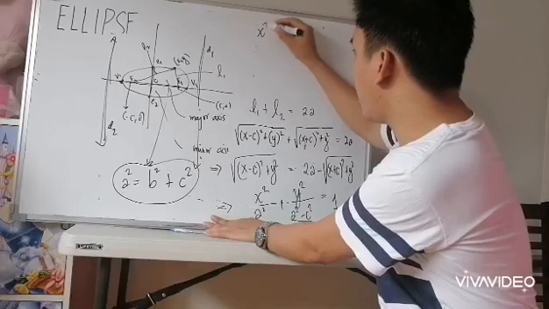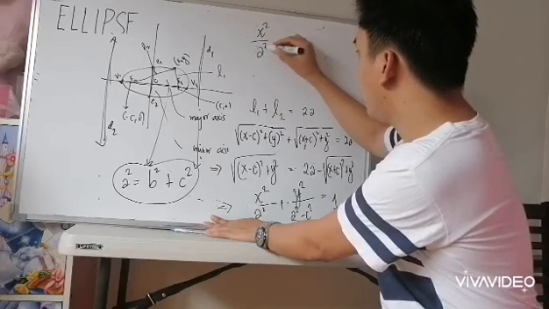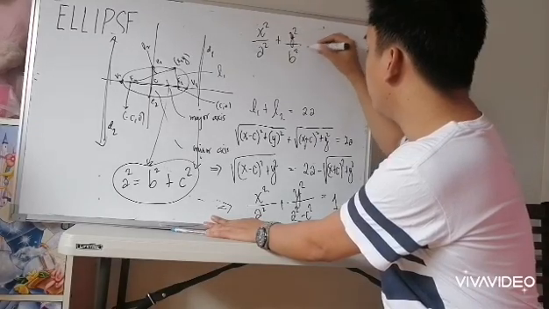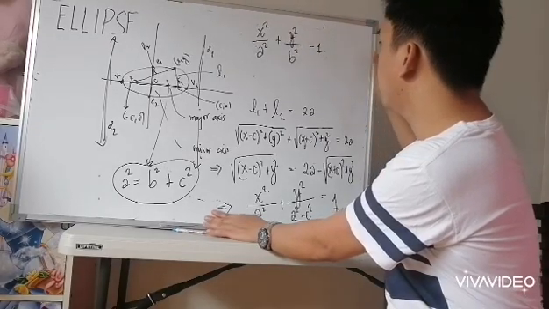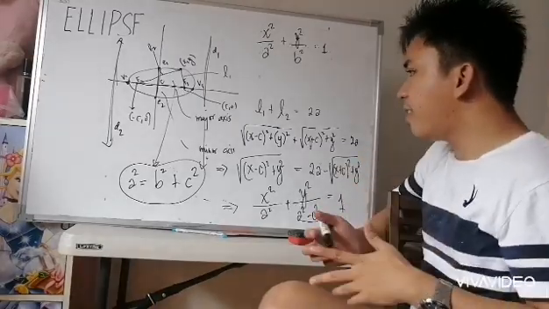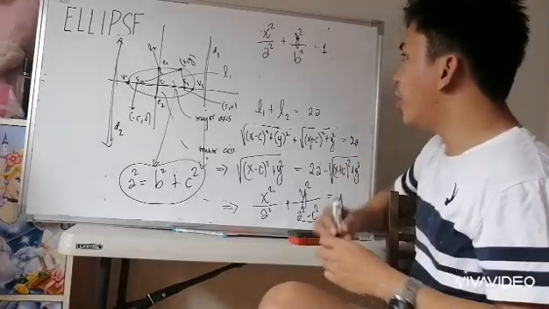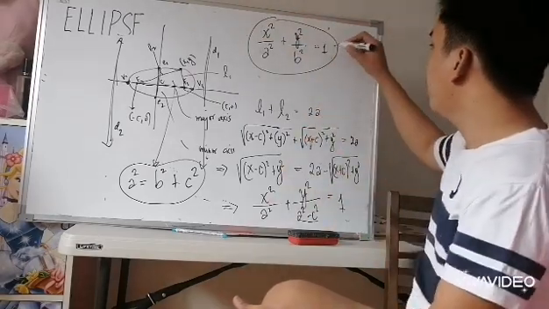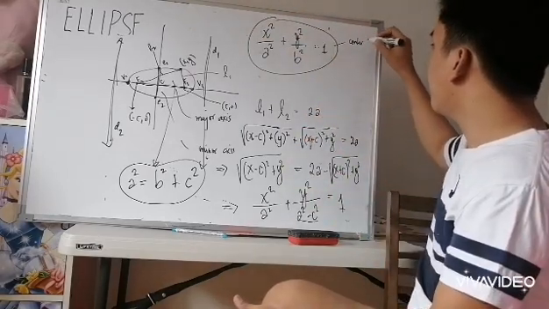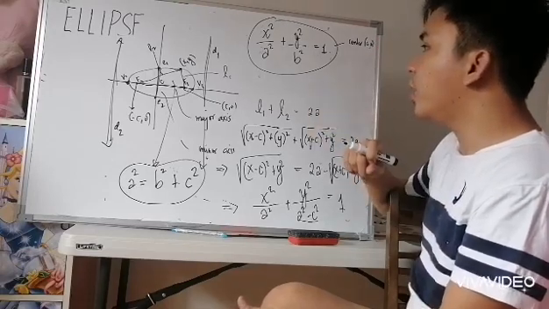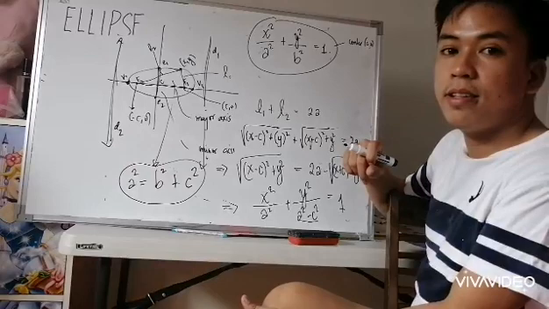x squared over a squared plus y squared over b squared equals 1. That is now the equation of the ellipse with its center at (0, 0), the origin, and it is elongated with respect to the x-axis.